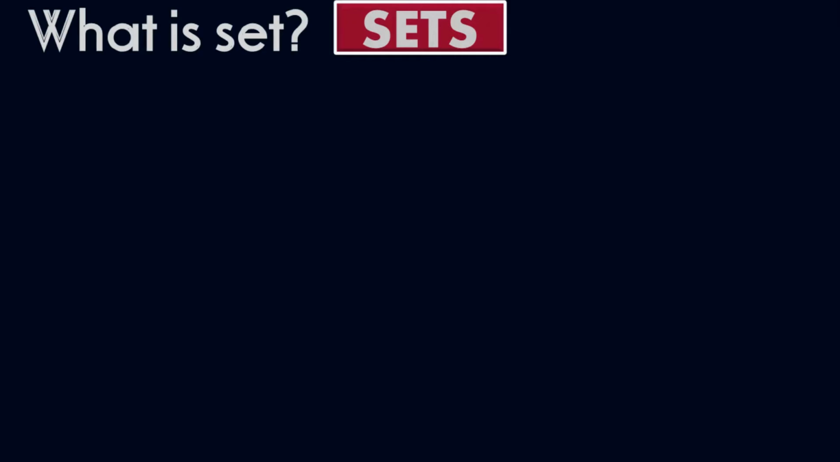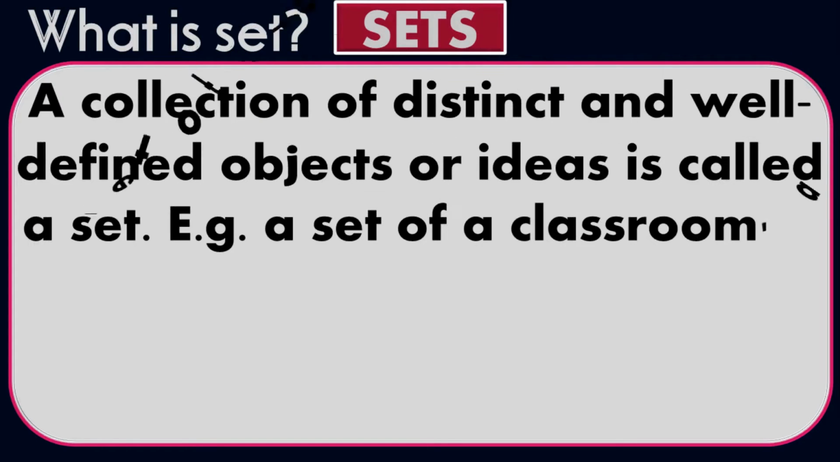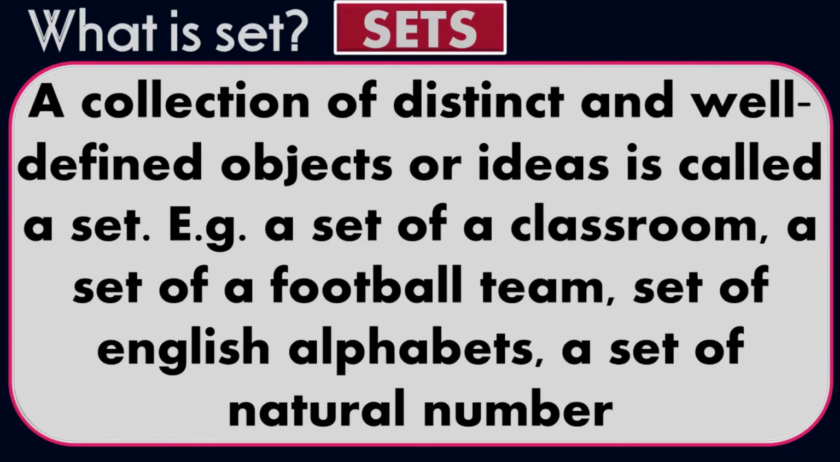According to the definition, a collection of distinct and well-defined objects or ideas is called a set, e.g. a set of a classroom, a set of a football team, a set of English alphabets, a set of natural numbers. It is actually the collection of distinct and well-defined objects. The collection of distinct and well-defined objects or ideas is called a set.